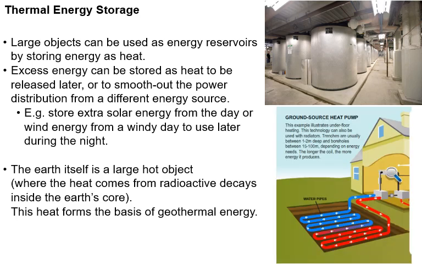And if you think about it, the Earth itself is a large hot object. The heat is mostly coming from radioactive decays inside the Earth's core. You also have heat from sunlight. And this heat forms the basis of geothermal energy. The radioactive decay is producing heat that is then stored as thermal energy in the Earth. You can run some water pipes through the ground, send room temperature water in through the ground, and that will be heated up, and there you go.